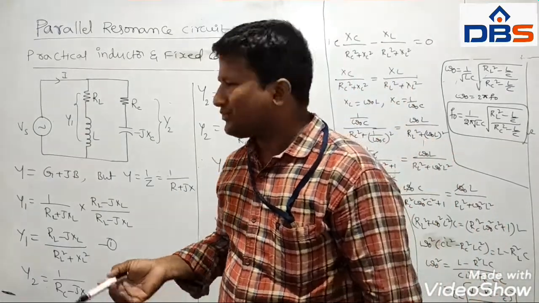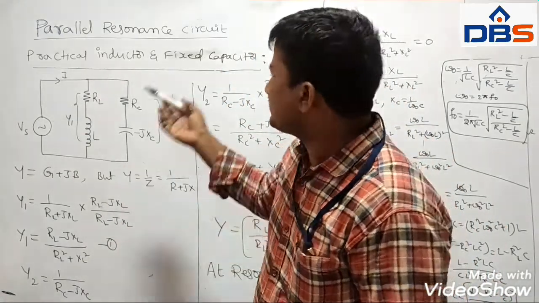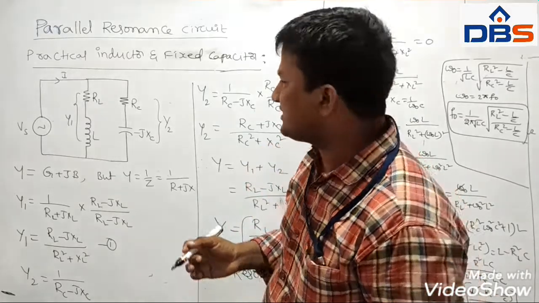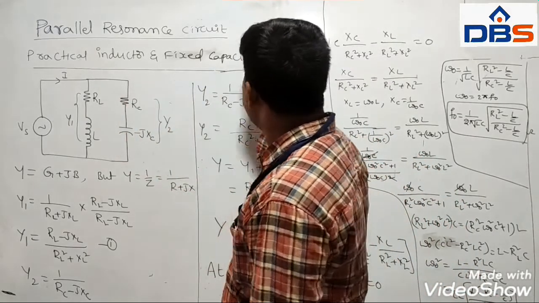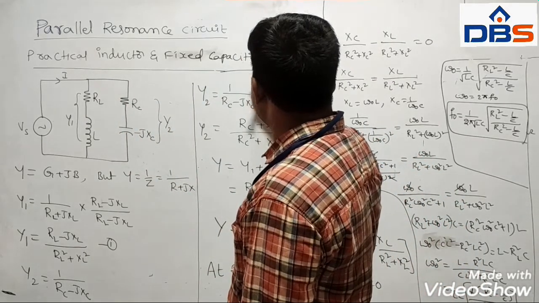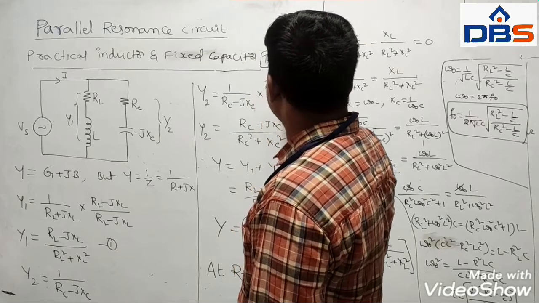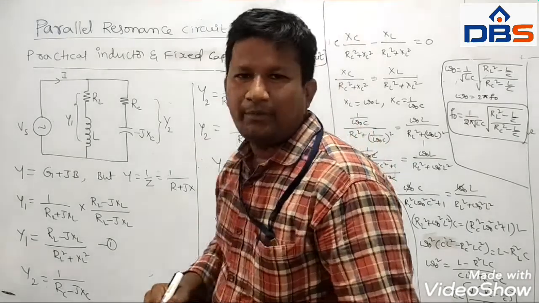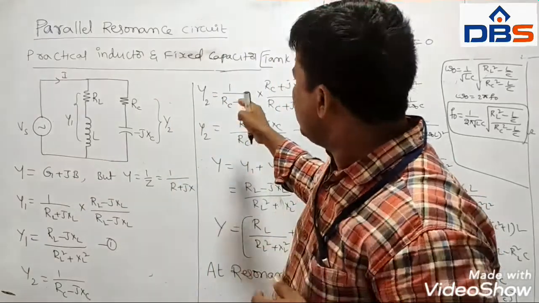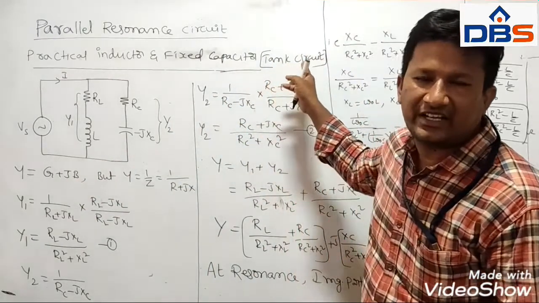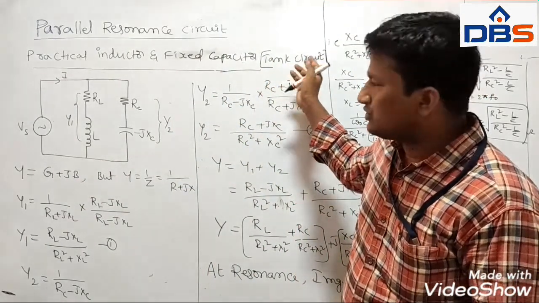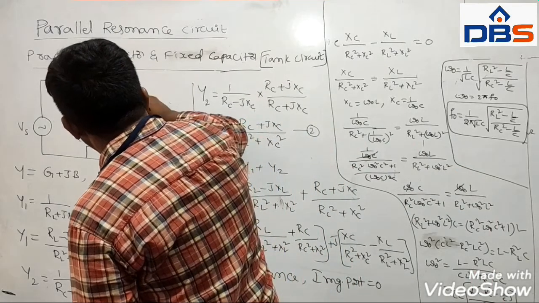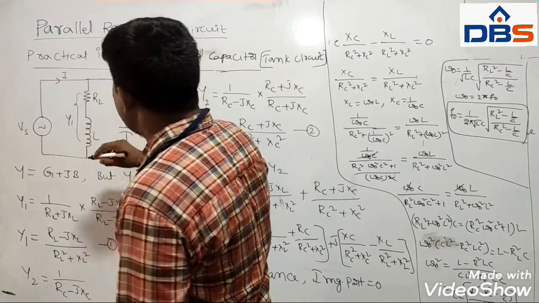Another case: practical inductor and fixed capacitor. Whereas in the former one we had a practical inductor and practical capacitor, now coming to the practical inductor and fixed capacitor, this is also known as a tank circuit. Very important from the BTech point of view. Derive the frequency response analysis for the tank circuit. This is a fixed capacitor, not a practical capacitor, that's why we eliminate the resistor.